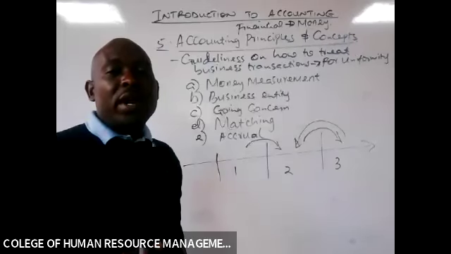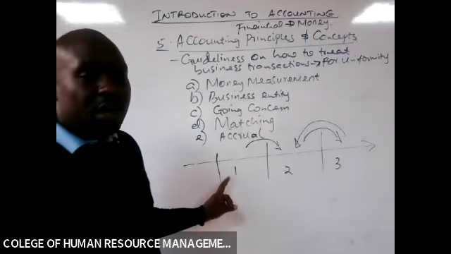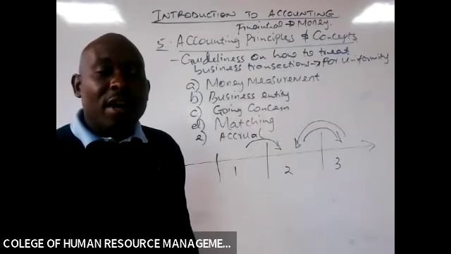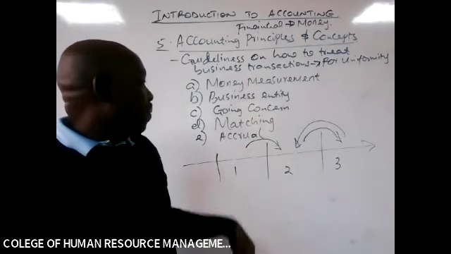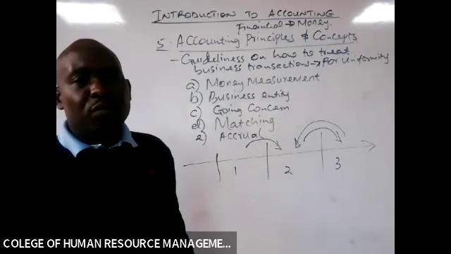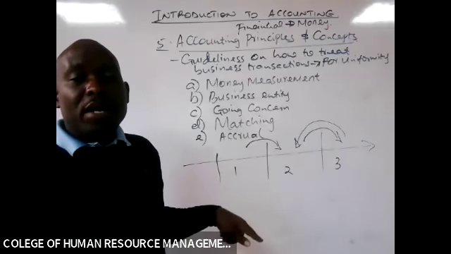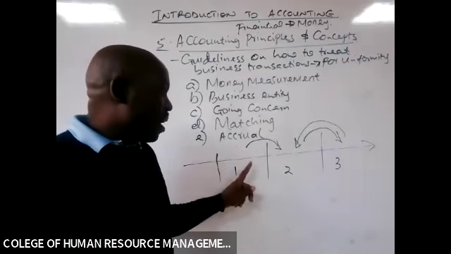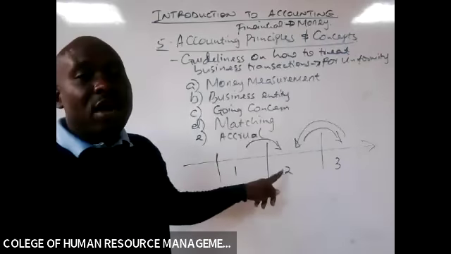If the year is coming to an end on the 31st of December, that is the financial year. Financial year 1 ends on that date. You might find that the salaries for December, year 1, are paid in January, year 2. The salaries for December year 1 are paid in January year 2.